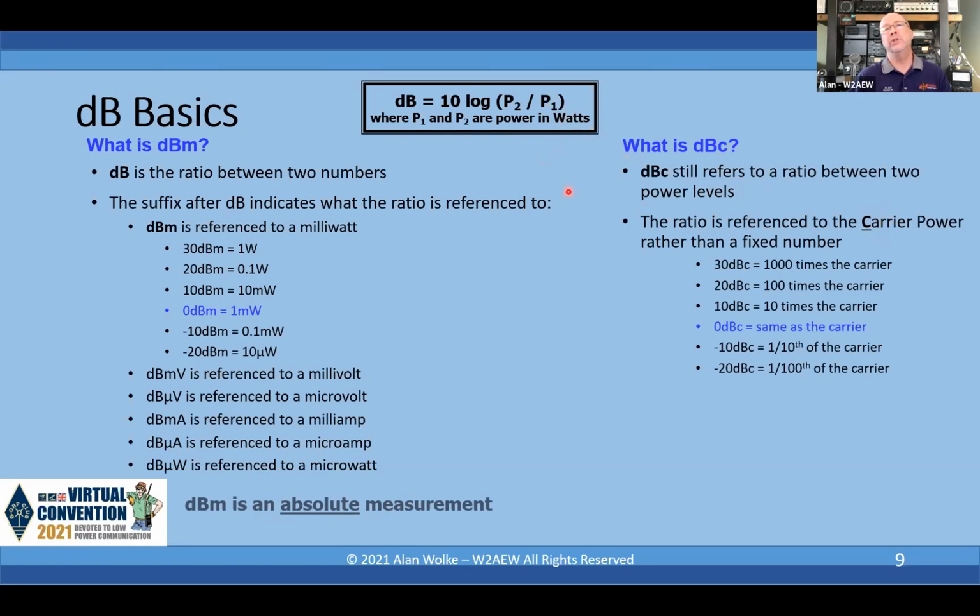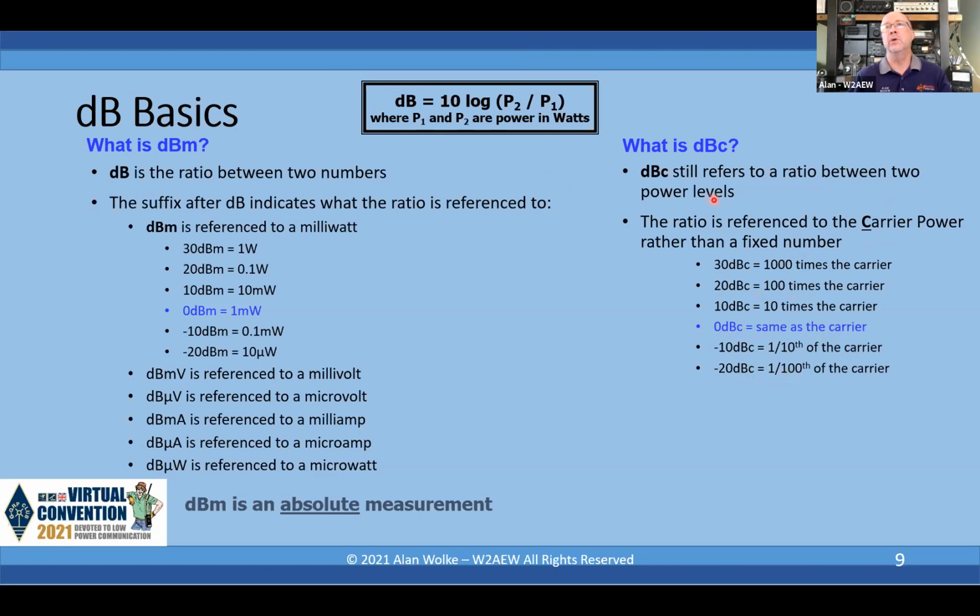But it's easy to measure on a spectrum analyzer, so we can put one marker on the carrier, put another marker on the signal that we're looking to measure, and the difference between those two is dBc. So if we have a signal level at 0 dBc, that means that's the same power level as the carrier. Minus 20 dBc means that it's 1% of what the carrier power is.